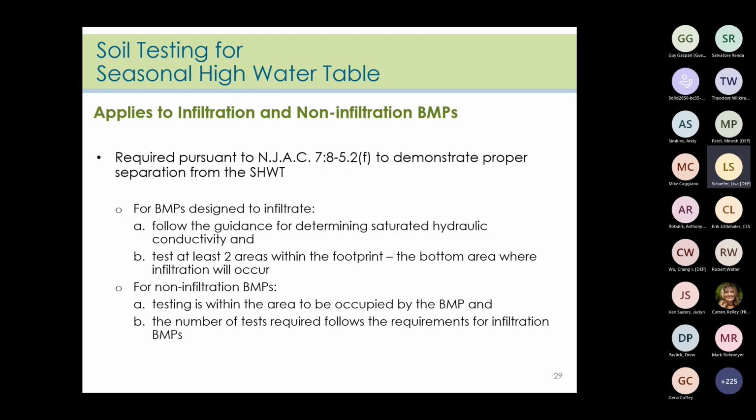Okay, so for your BMPs designed to infiltrate, you're going to follow items A and B. And then for your non-infiltration BMPs, you're going to test the area that's going to be occupied by the BMP. And you're actually going to use the requirements for infiltration BMPs to help you establish the number of tests required. Now, if you're getting inconsistent results in your tests or see inconsistencies when reviewing the soil testing data, then depending on your case, you're either going to perform or you're going to require more testing to resolve those discrepancies.